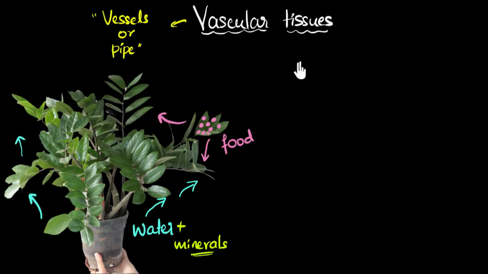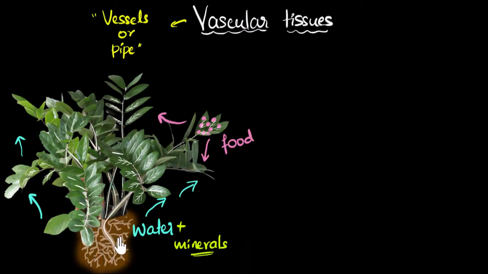And what do these vascular tissues look like? Well, just like the name suggests, they look like pipes. So pipes which start from the roots, and go all the way to each and every leaf. I've not shown it for all the leaves, but it goes to each and every leaf. But wait, you may be thinking, how can we use one pipe to transport both food and water? Won't they get mixed up?